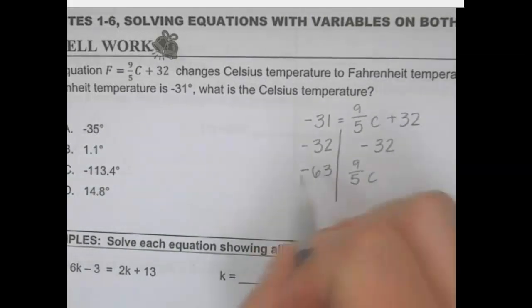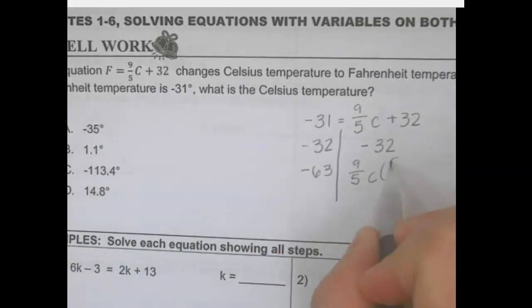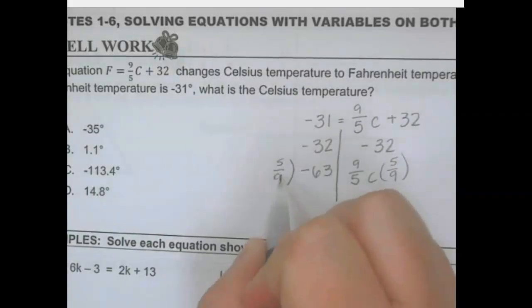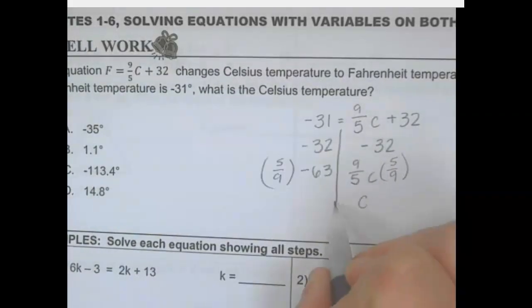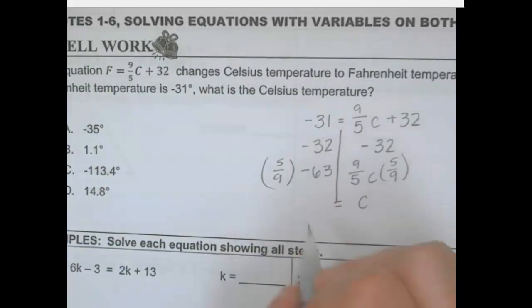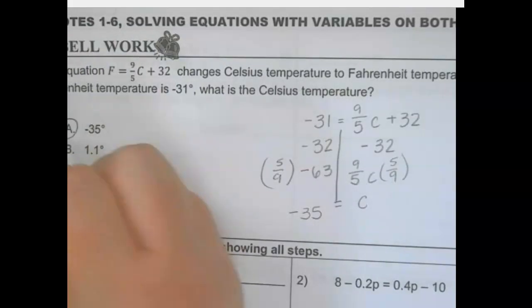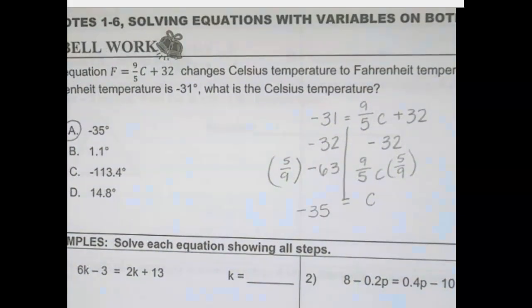From here, I'm just going to use the reciprocal to get rid of that 5/9. And just put it in the calculator, and we get negative 35, which matches A. Any questions on that one?